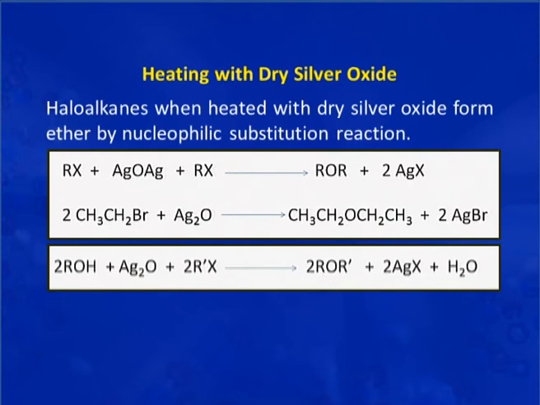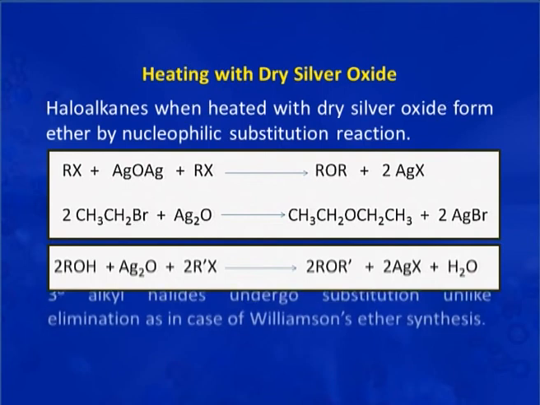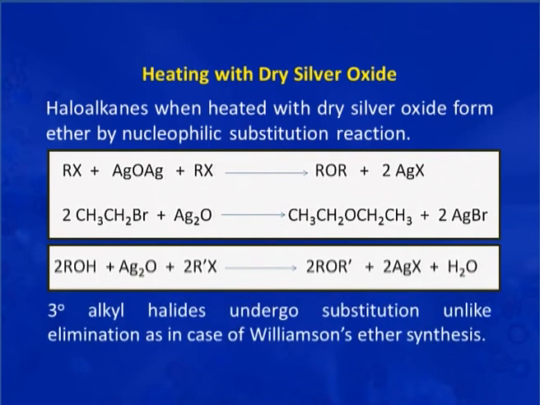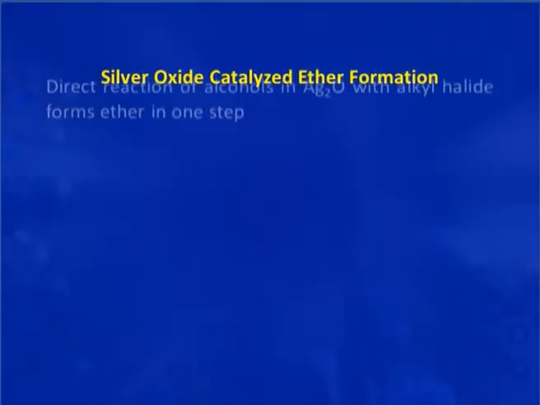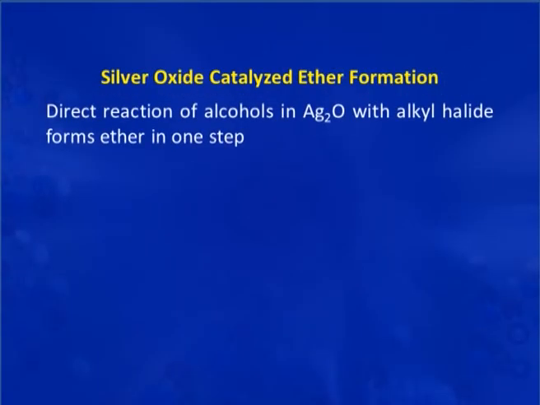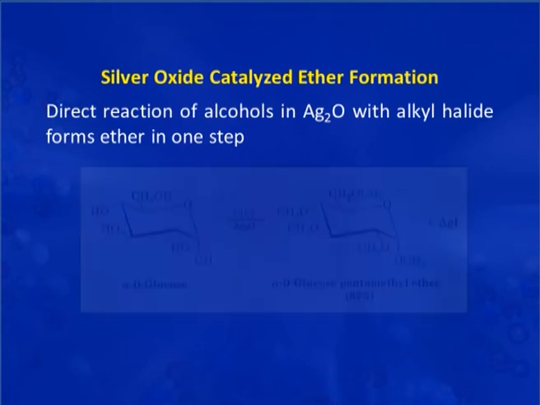This method is again a good method for the preparation of unsymmetrical ethers, and tertiary alkyl halides undergo substitution, unlike elimination in the earlier case of Williamson ether synthesis. So, we can prepare unsymmetrical ethers having a tertiary alkyl group by this dry silver oxide method also. An example of silver oxide catalyzed ether formation is actually a variation of the Williamson ether synthesis, in which the alcohol groups present in the molecule are methylated with the help of methyl iodide in presence of silver oxide.